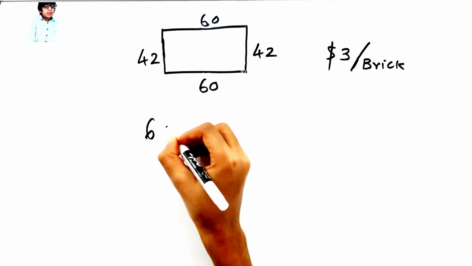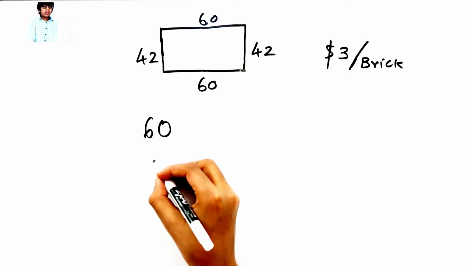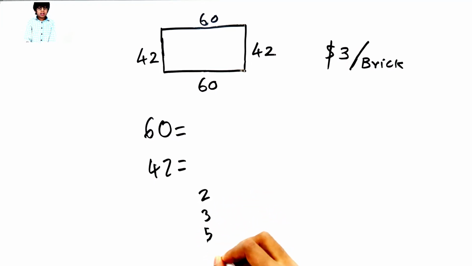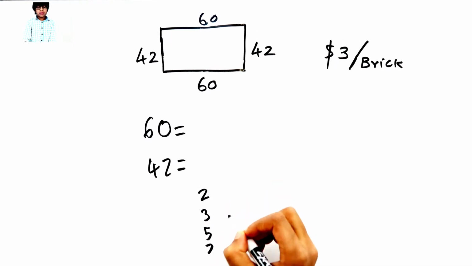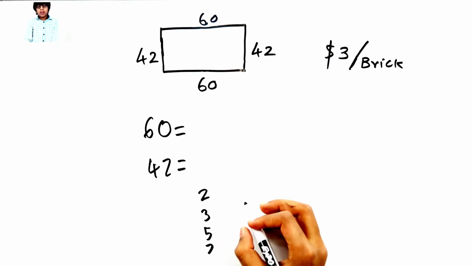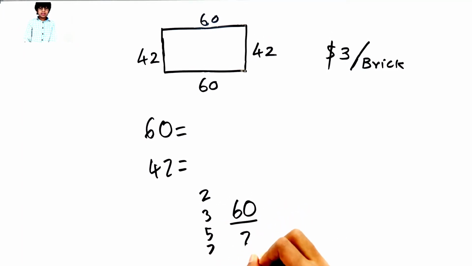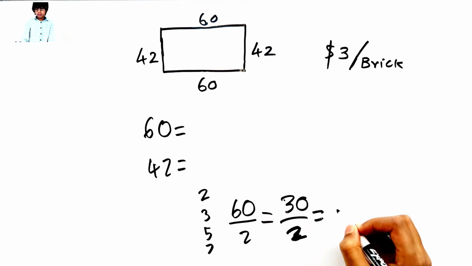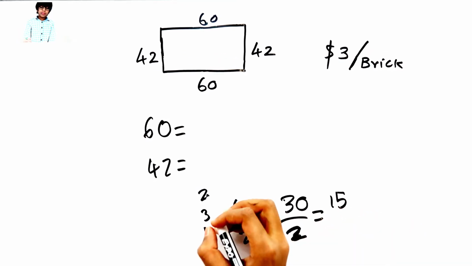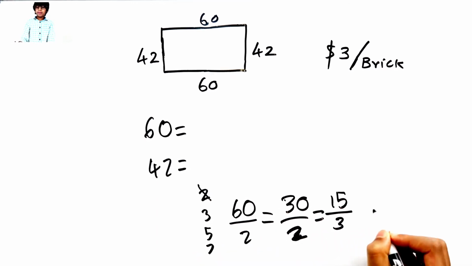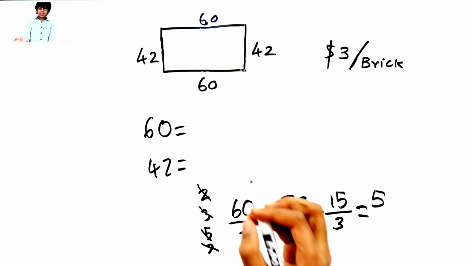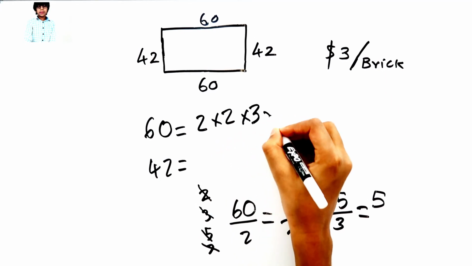Okay, so now let's find the highest common factor of 60 and 42. 60 is a big number, so let's write the prime numbers from 1 to 10. Okay, so now let's write 60. 60 can be divided by 2, which is 30. 30 can be divided by 2, which is 15. 15 cannot be divided by 2. 15 can be divided by 3, which is 5. 5 cannot be divided by 3. 5 can be divided by 5. These are the prime number factors of 60. So 2, 2, 3, and 5.